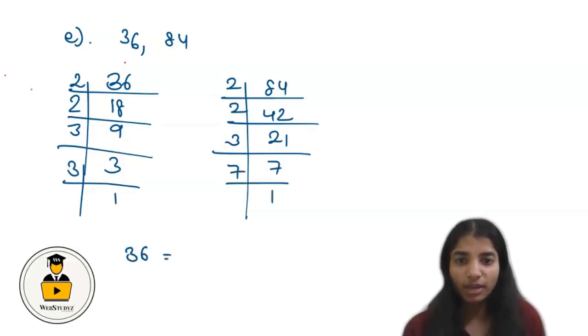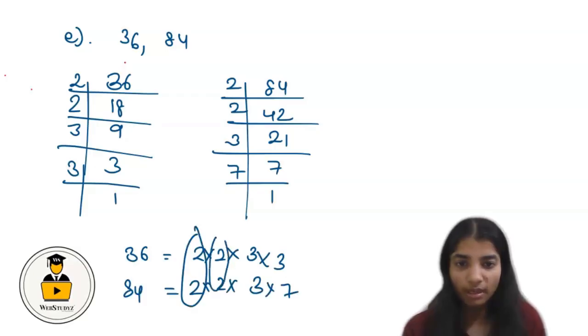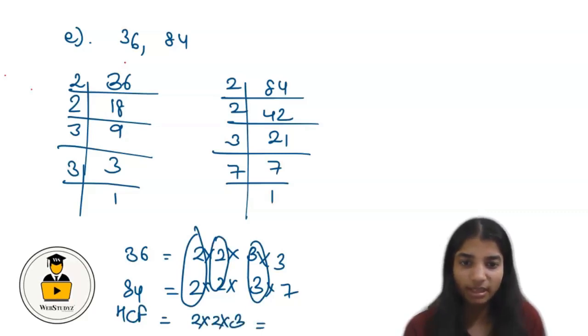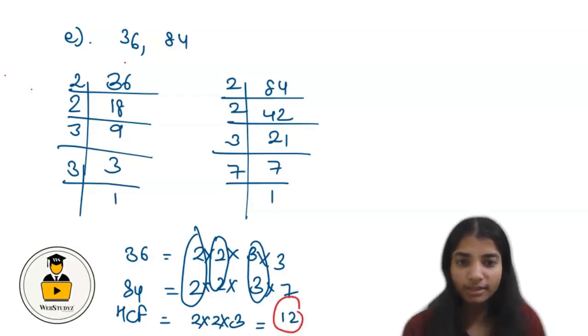So 36 is equal to 2 multiplied by 2 multiplied by 3 multiplied by 3. And 84 is equal to 2 multiplied by 2 multiplied by 3 multiplied by 7. So look here, two 2's are common and one 3 is common. So we can say that the HCF is equal to 2 multiplied by 2 multiplied by 3. 2 multiplied by 2 is 4 and 4 multiplied by 3 is 12. So the HCF of this is 12.